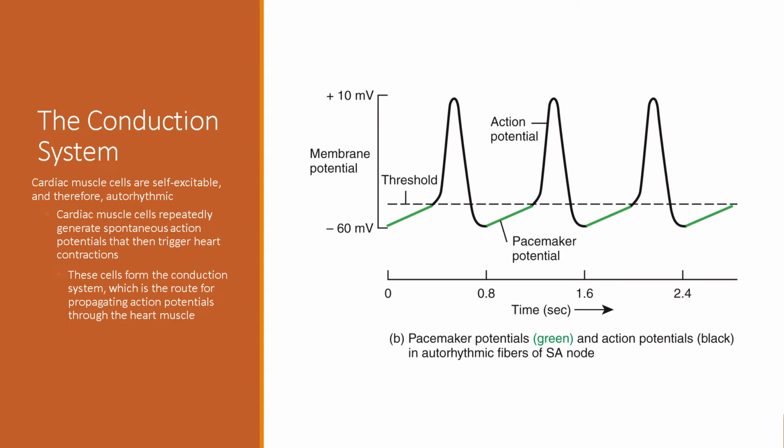An inherent and rhythmical electrical activity is the reason for the heart's lifelong beat. The source of this electrical activity is a network of specialized cardiac muscle fibers called autorhythmic fibers, also known as pacemaker cells, and they're called autorhythmic fibers because they are self-excitable. Autorhythmic fibers repeatedly generate action potentials that trigger heart contractions.